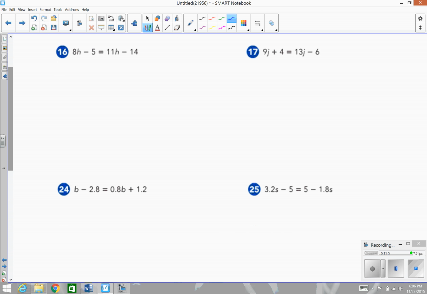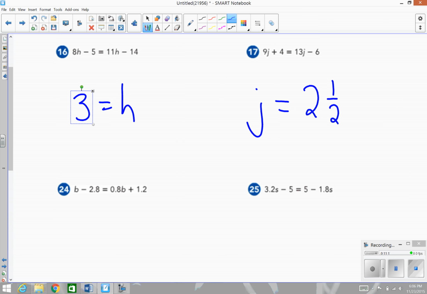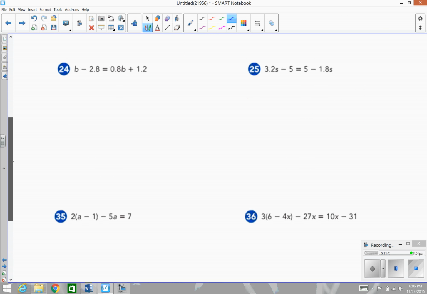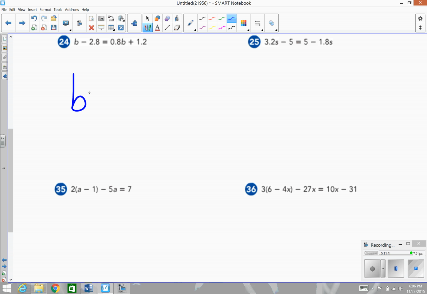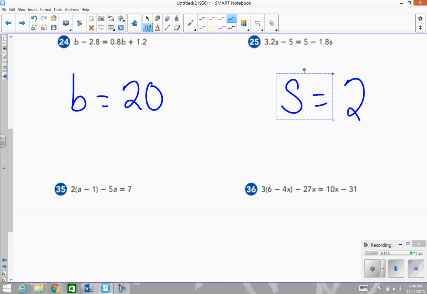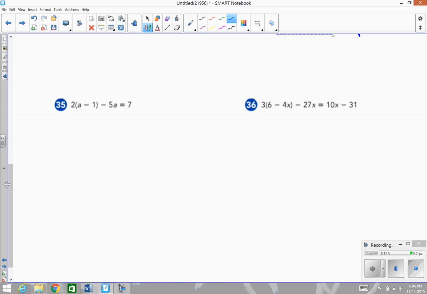Okay, so for 16 you should get h equals 3 or 3 equals h. For 17, j equals 2.5 or 2.5 equals j. Okay, for number 24, you should get b equals 20. For 25, you should get s equals 2. For 35, you should get a equals -3. And for 36, you should get x equals 1.